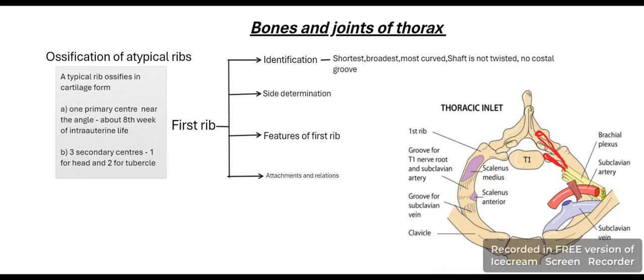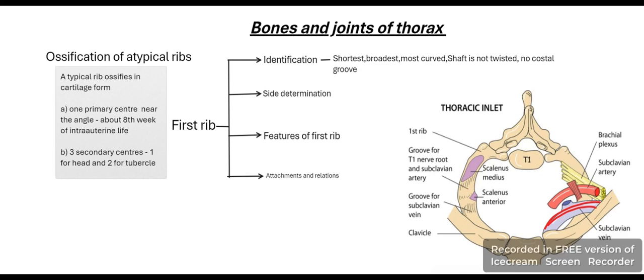Now, superiorly the neck is related to the deep cervical vessels and the 8th cervical nerve. Now the anterior groove on the superior surface of the shaft lodges the subclavian vein. See here, anterior groove. This is the subclavian vein. The posterior groove lodges the subclavian artery and the lower part of the brachial plexus.